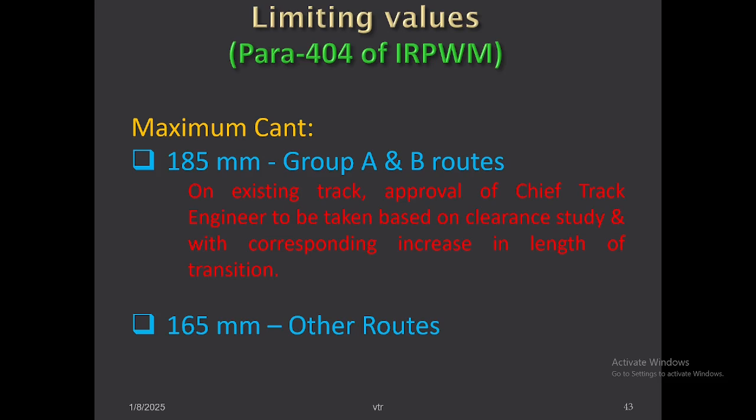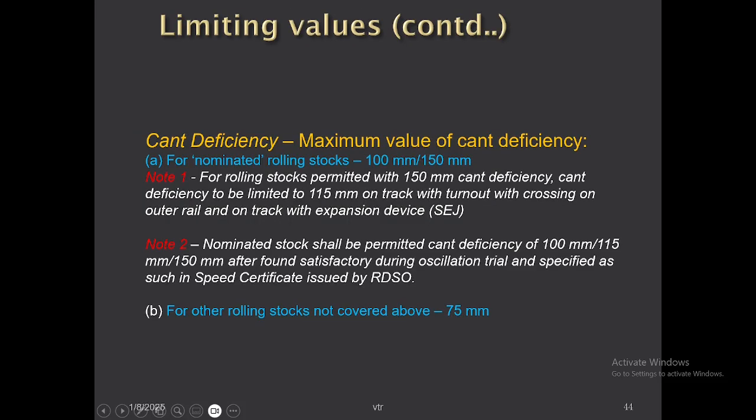Of course, for new laying, new track and all, we can go up to 180 mm for group A and B routes. Okay, and 160 mm for other routes. That is the original provision statement. Okay, and cant deficiency. Cant deficiency already discussed.